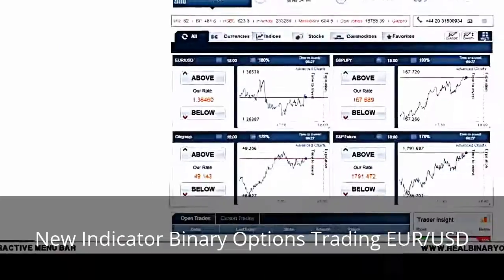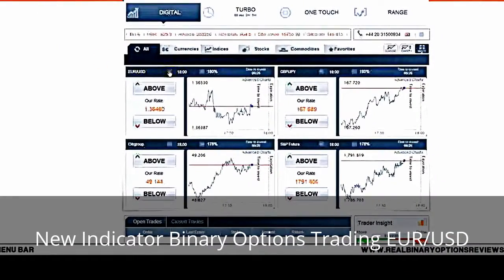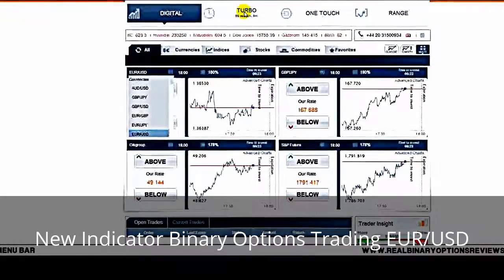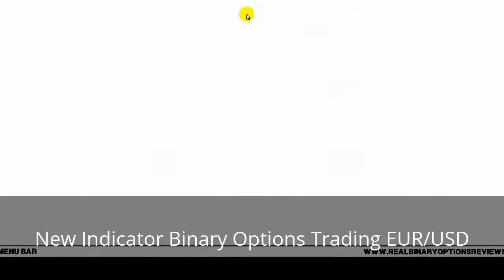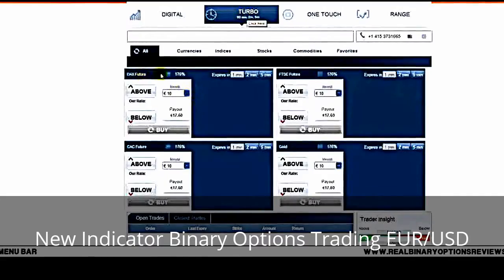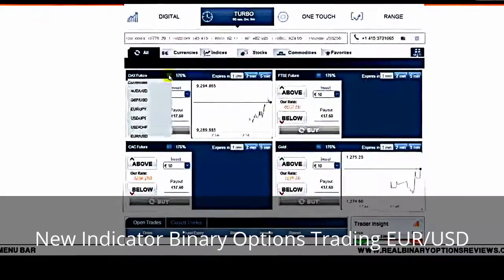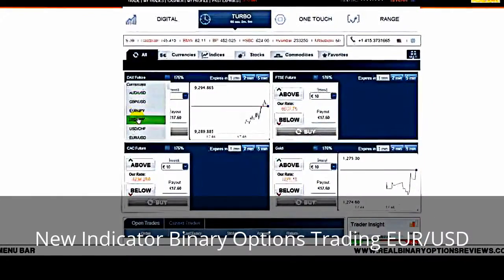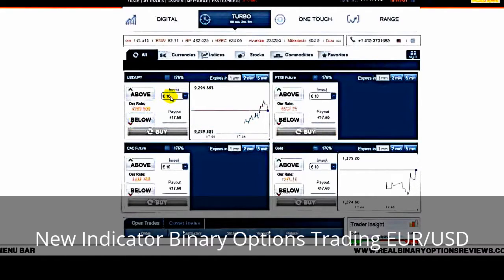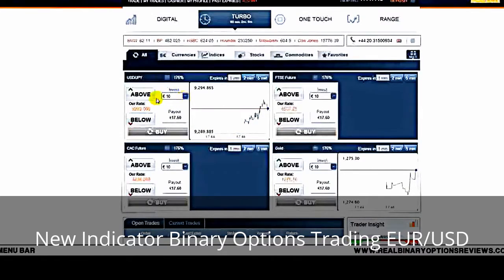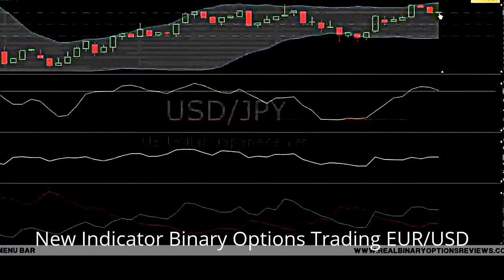So basically this is the US dollar yen. So I'm going here, I'm going to select turbo options. And I want to open the US dollar yen. And I want to see what's happening on the chart. I'm just going to make a 10 euro trade here. So I want to see what's happening on the chart.